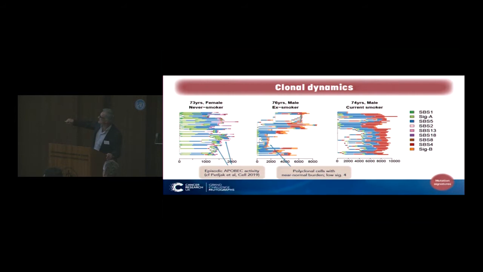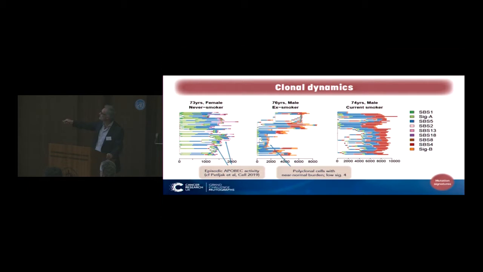And what's interesting is that we're seeing evidence in vivo of the in vitro phenomenon that Mia talked about yesterday, where we see this episodic mutagenesis. So, for example, if you look at this pair of cells here, their ancestor had some burst of APOBEC activity, but now the two cells, since they diverged, have no evidence of APOBEC mutagenesis.